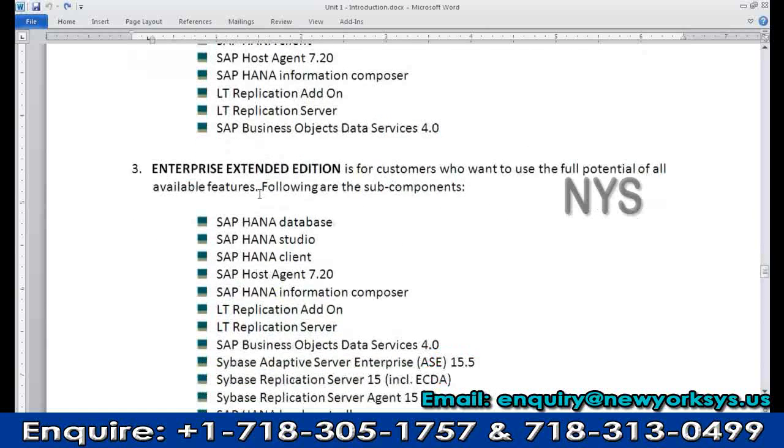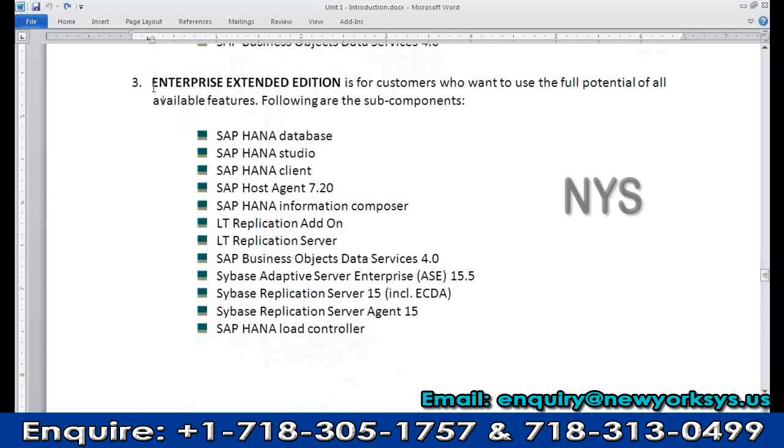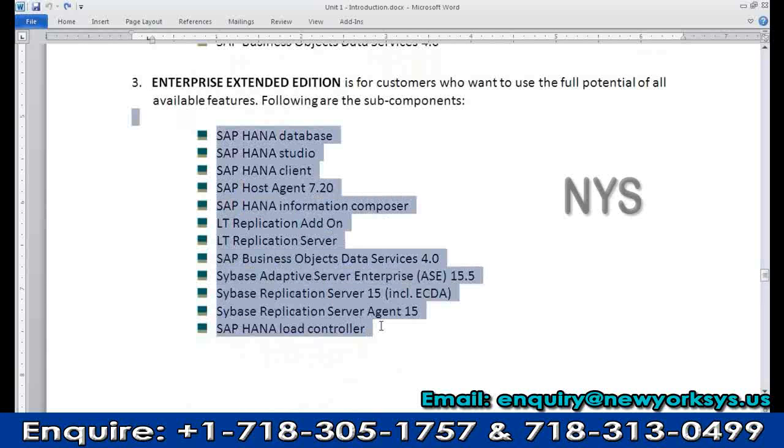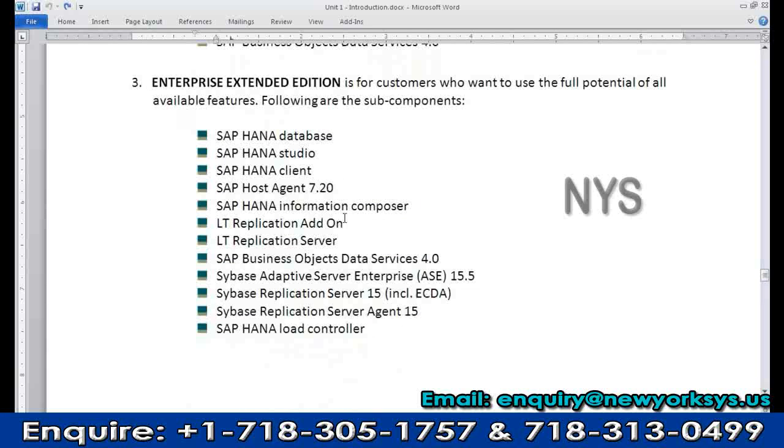And then comes the enterprise extended edition. This is nothing but all the software components SAP HANA has. All your tools from the enterprise edition and platform edition, also the Sybase components, everything is included in this.